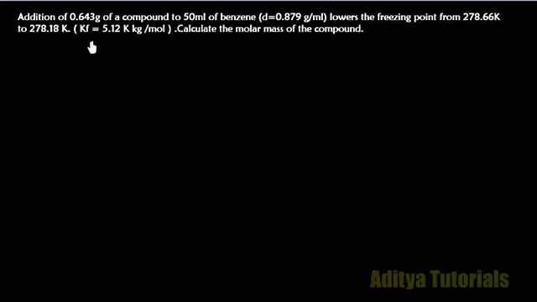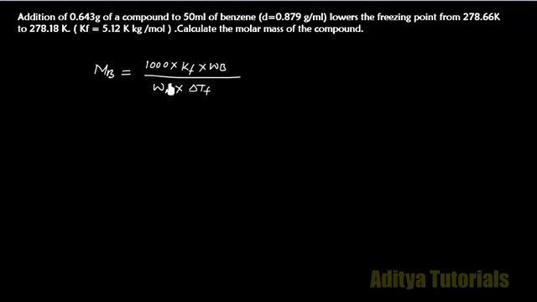Such questions you get generally in your examination. So how to solve this? As we calculated the molecular mass formula in the previous section, the same formula I am going to repeat here. That is MB is equal to 1000 multiplied by Kf, and again multiplied by the mass of the solute taken, divided by the mass of the solvent multiplied by the change in temperature, or depression in freezing point.